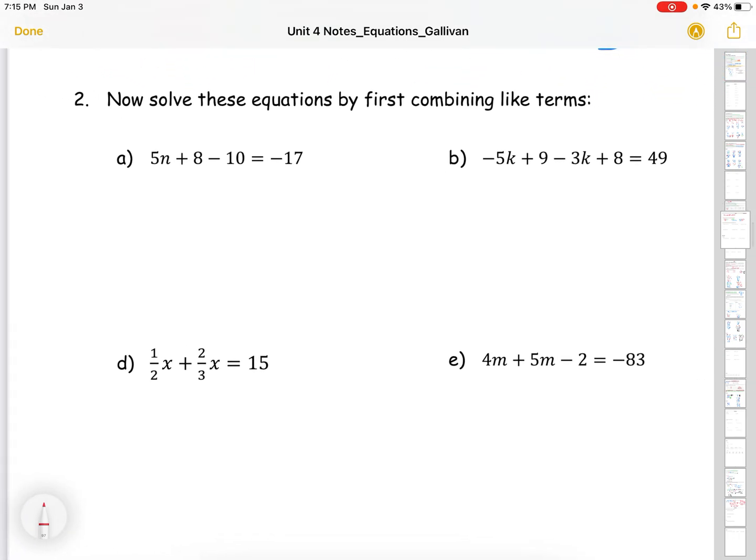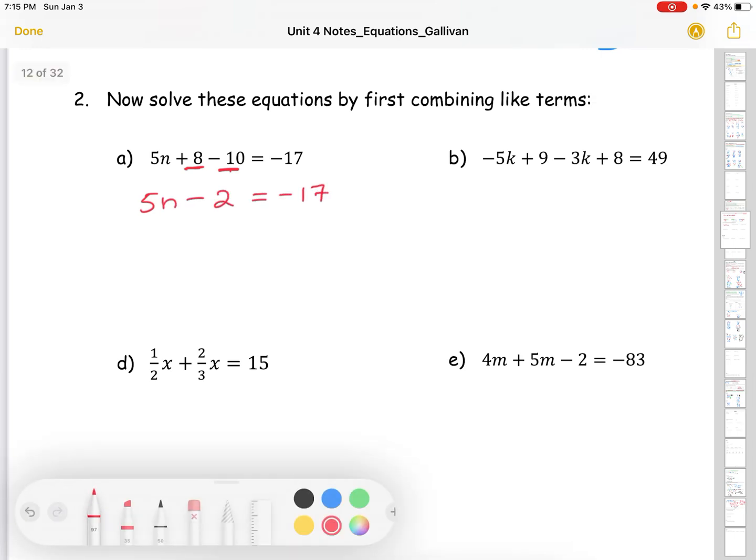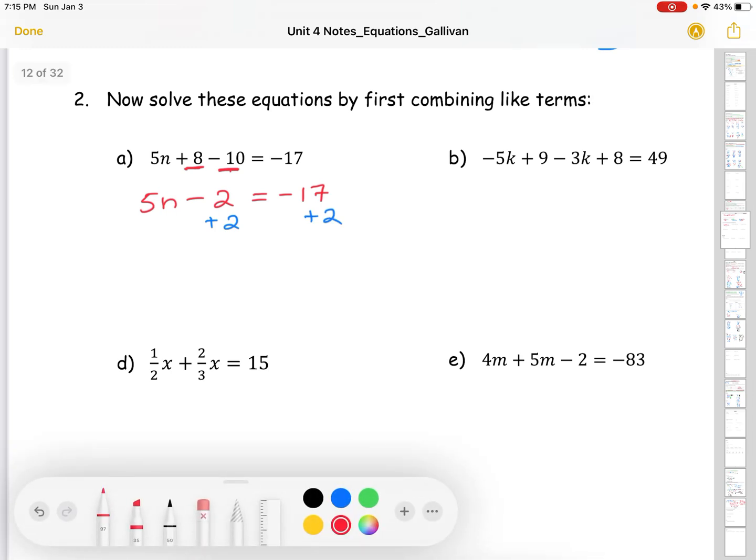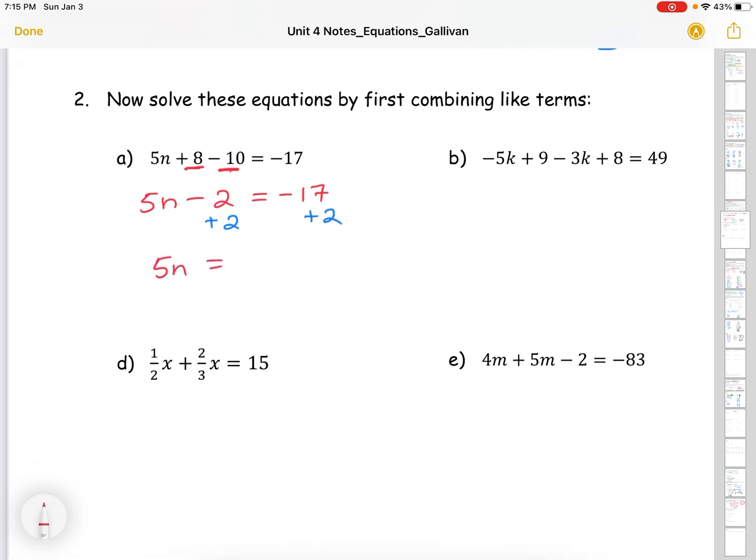Now we're going to solve some equations first by combining like terms. So here we have 5n plus 8 minus 10 equals negative 17. So I want to combine these like terms first. So 5n minus 2 equals minus 17. And now I'm going to solve my equation. So opposite of minus 2 is plus 2. So I will get 5n is equal to minus 15. Divide both sides by 5, and n equals negative 3. Okay?